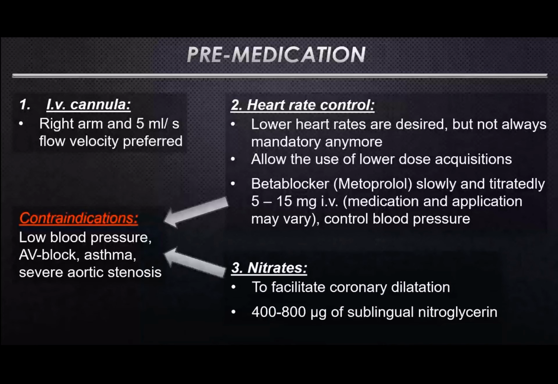So the contraindications for beta blocker and nitrates are relatively similar. If the patient has low blood pressure, an AV block, asthma or severe aortic stenosis, you should not give those medications. For nitrates, there is an exception in men. You also have to ask the patient if the individual took some vasodilatative medication like Viagra in the past 2 days, which also would then lead that we don't give nitrates.